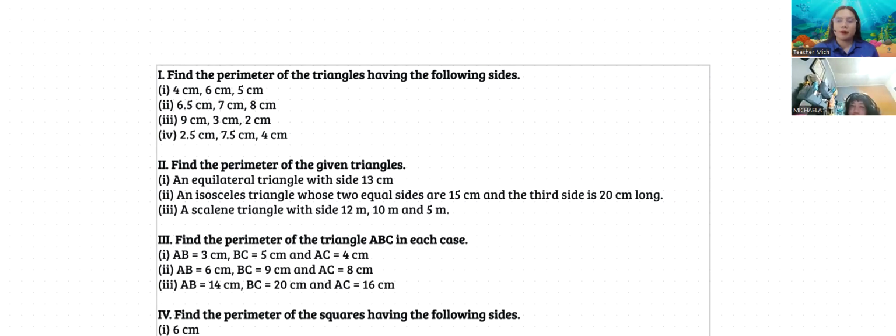So, for example, we have this triangle. When we say triangles, those are polygons having three sides. Tri means three, and it has three angles. So this is one of the examples of a triangle.